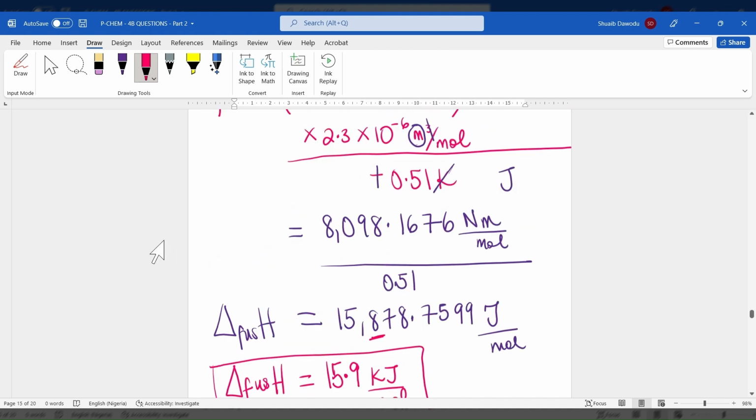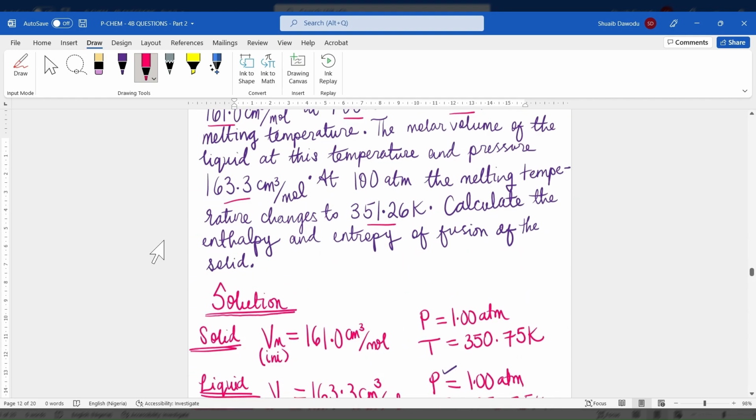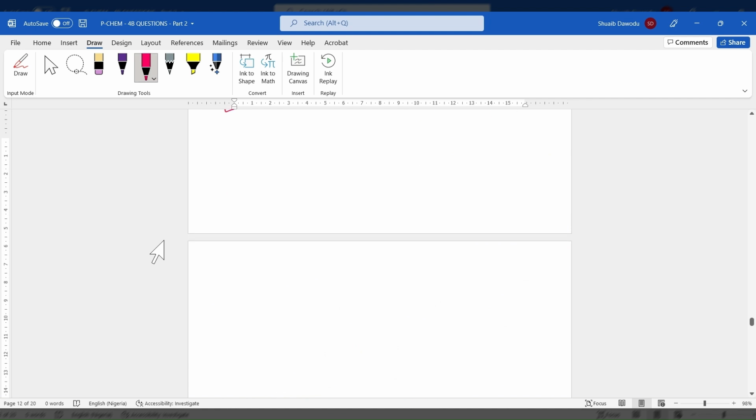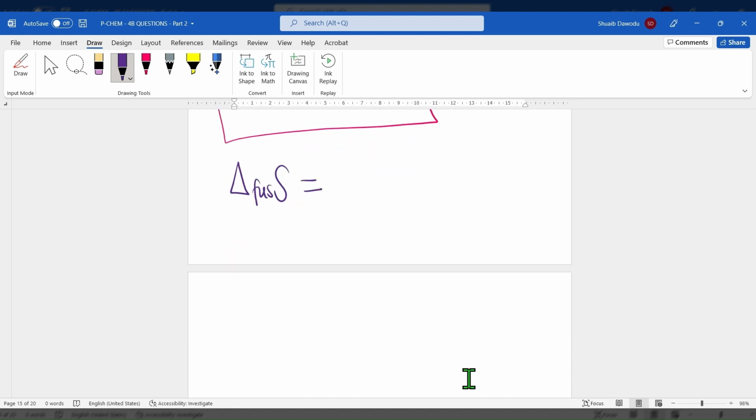Now with this information, we're asked to solve the second part of the question, where we're told to calculate the entropy of fusion of the solid. So before we go on to solve for the change in entropy of fusion, I need to talk about some theoretical parts of this topic so that it's easier for you to grasp. In the previous chapter, chapter 3 of the textbook, you'd see that there is a very unique formula to solve the entropy of fusion.